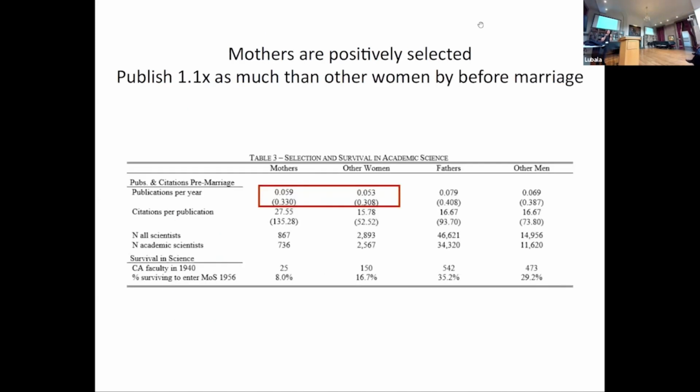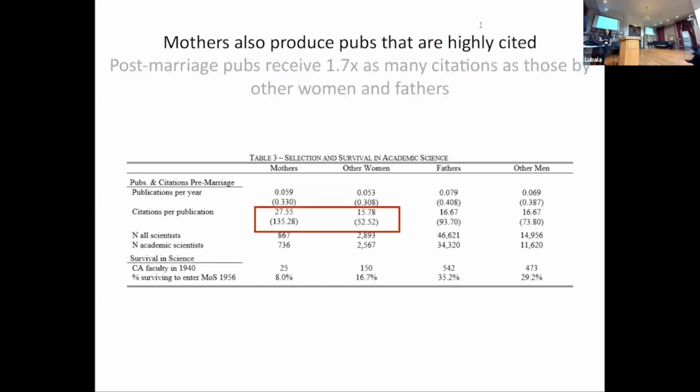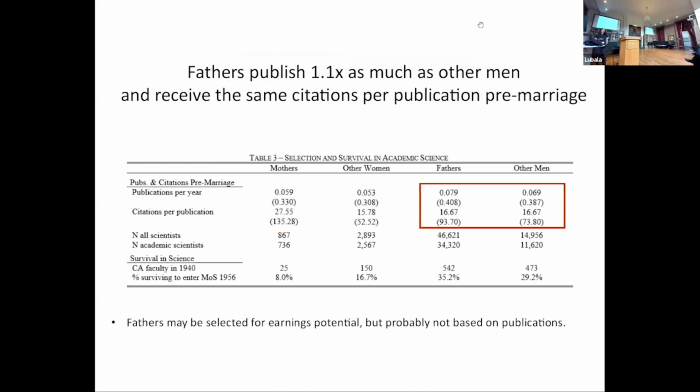What we're going to do is look at publications. We're going to look at citations. So mothers publish 1.1 times as much before marriage as other women. But also, the papers that they do publish before they get married are much more highly cited. And there's no such evidence for men.